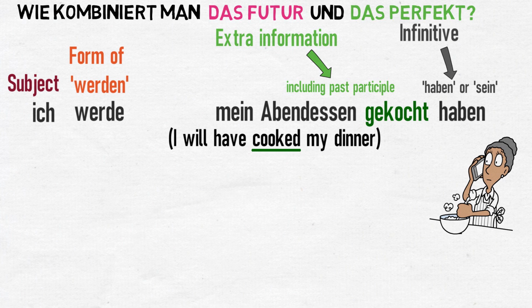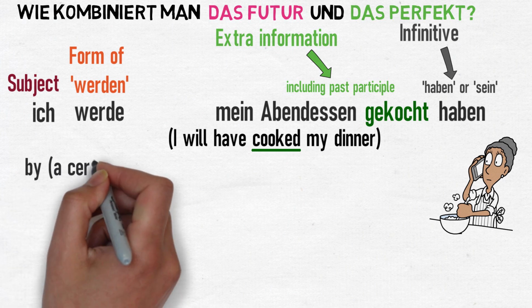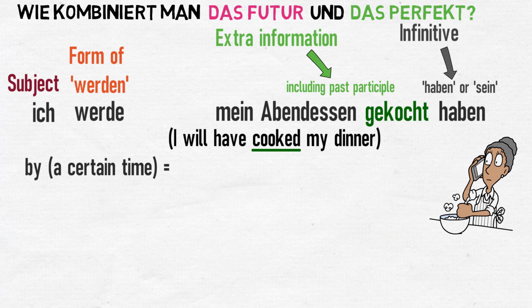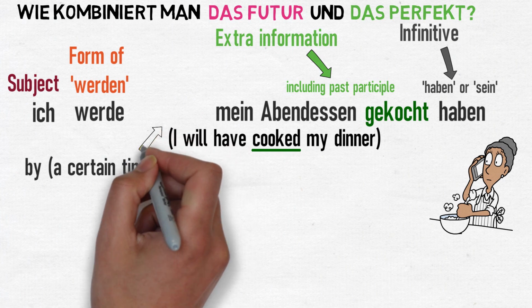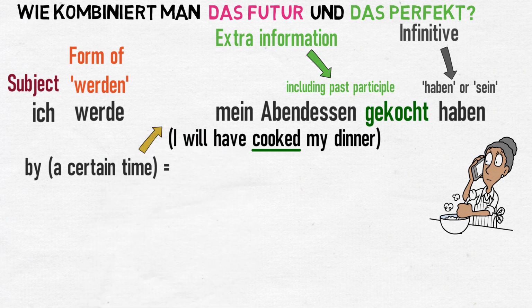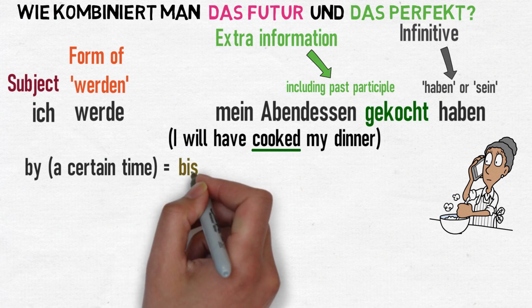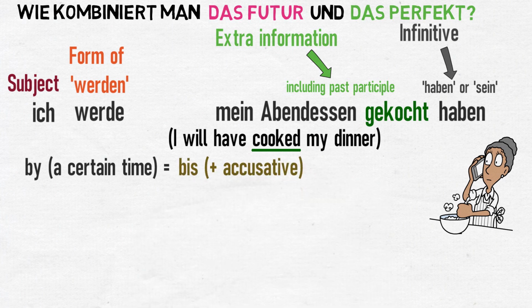If you want to include phrases such as by, as in by a certain time, to indicate that we're talking about a future action rather than making an assumption about a past one, these will go at the start of the extra information section. In this case, by a certain time is bis and is used with the accusative case.